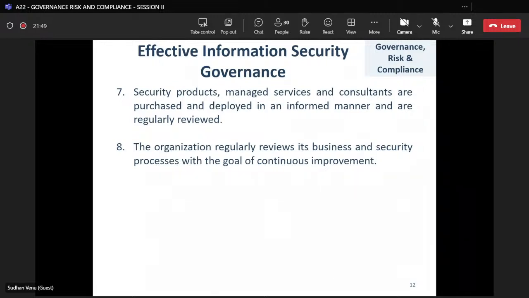So these are the ways we are considering information security governance, the best way to make effective information security governance if you are following those kinds of things.